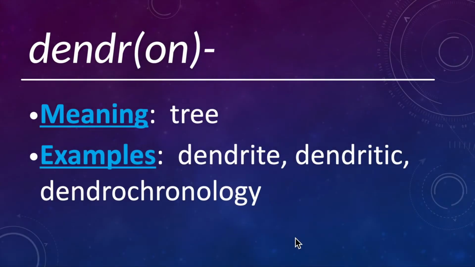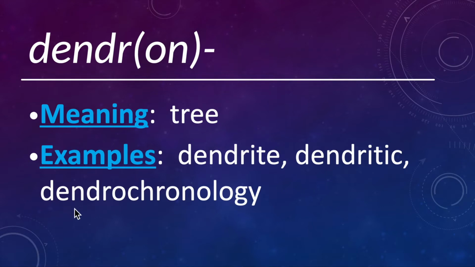Dendro or dendron basically means tree. So a dendrite is actually part of a nerve cell that looks tree-like or like a root. Dendritic refers to a stream system that's sort of braided and has a bunch of different paths to it. Then dendrochronology is basically telling time, so chrono is time, but telling time with trees.